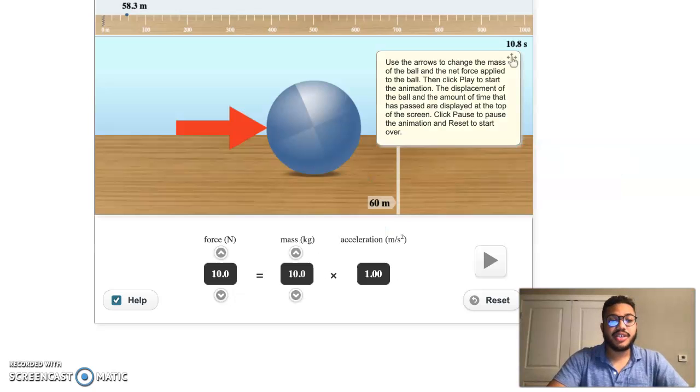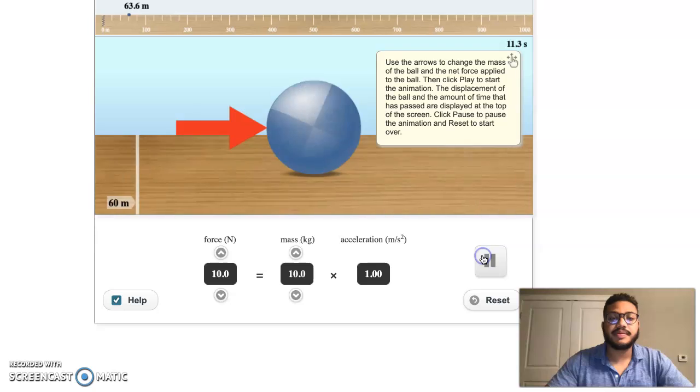So I'm first going to show you a virtual lab, and this is a ball rolling on a table, and the red arrow represents the amount of force. And so for the control, we're going to have a force of 10 newtons, a mass of 10 kilograms, and we're going to see the acceleration, which is going to be in meters per second squared. So let's start the control.